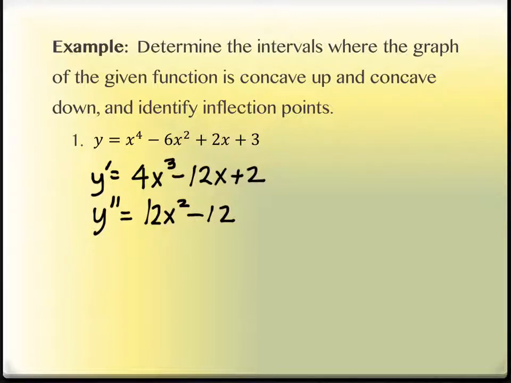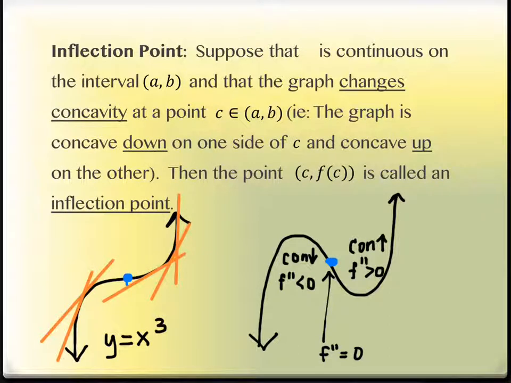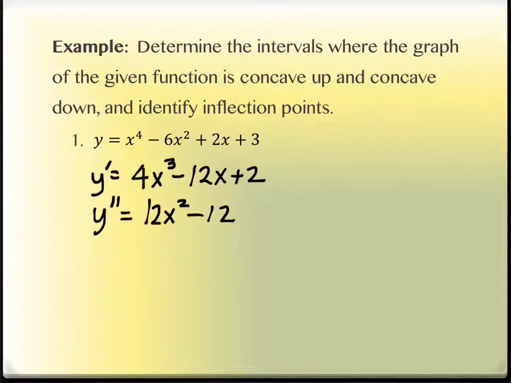Okay, so what we want to know then, according to how we've described this over here, is the place where the concavity is positive, where the concavity is negative, and then inflection points, that means where the concavity is 0. How do you think we might do that? How do we find out where something is positive, negative, and 0? What's that? Set it equal to 0.